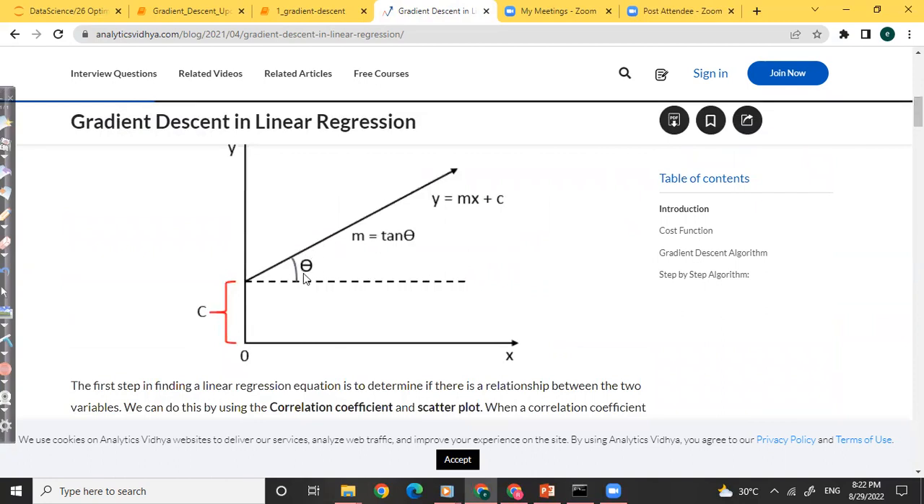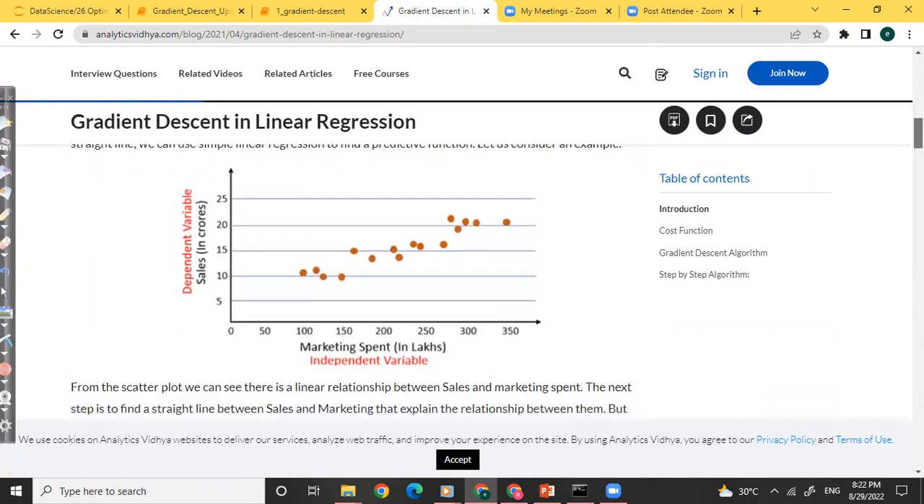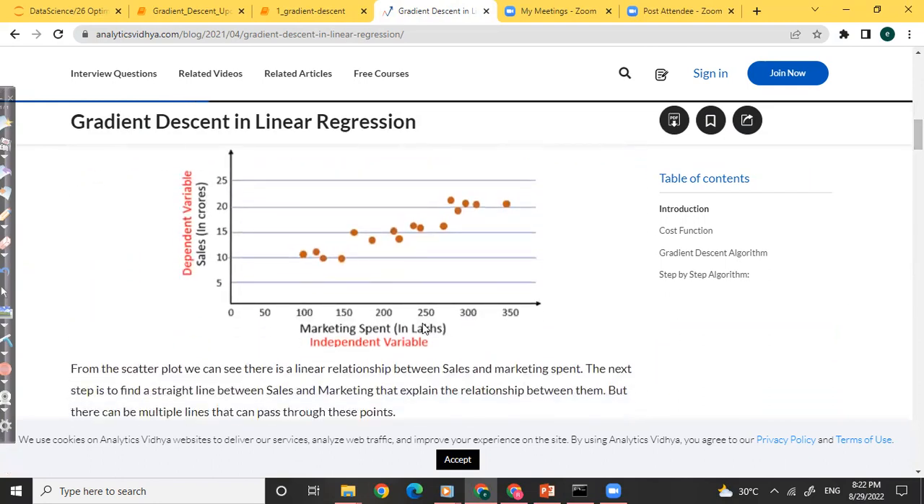That is the best m and c, right? Here, through tangent, tan theta with the m is equal to tan theta. That is the slope of the line. So this one is the dependent variable. Marketing spend in lakhs, sales in crores. So we have two data: one is X, the input feed, another one is the output label. So if you draw this, we have to find the best fit line for this. That is linear regression. Am I right?